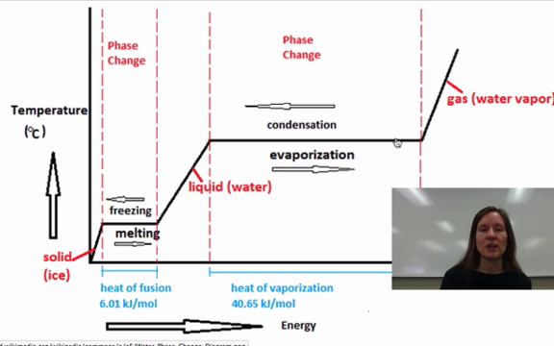So this graph shows you also the magnitude of a phase change. It is much easier to melt something and much harder to evaporate it simply based on the amount of energy needed to do this.